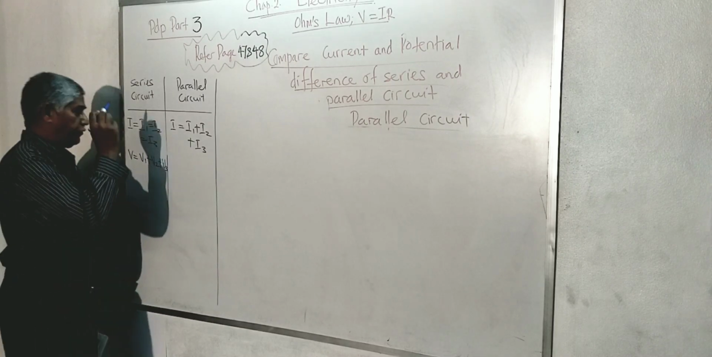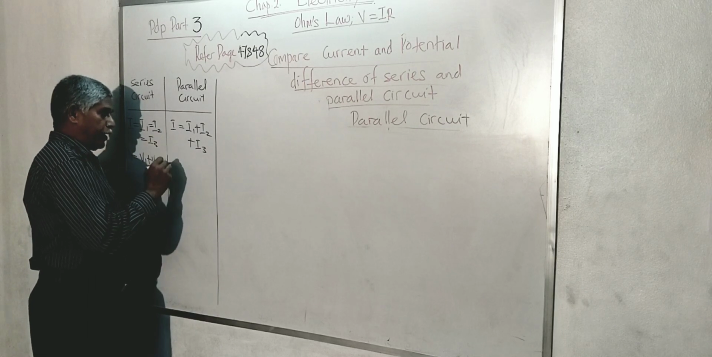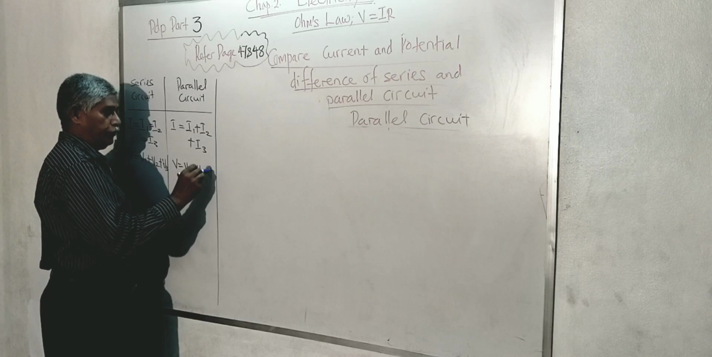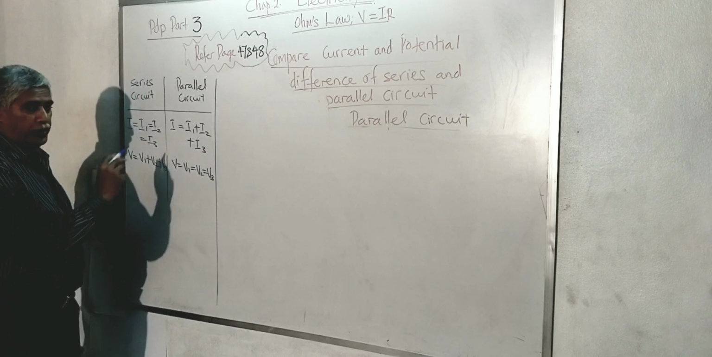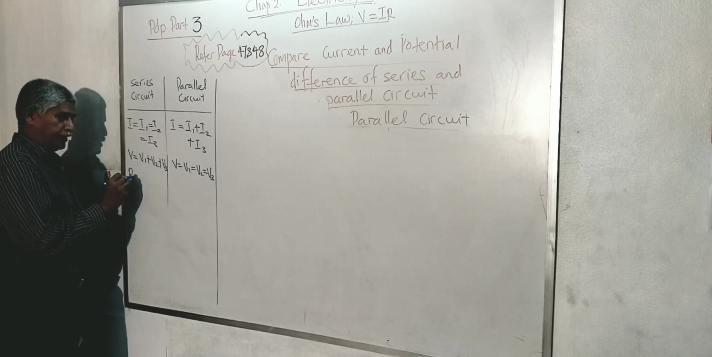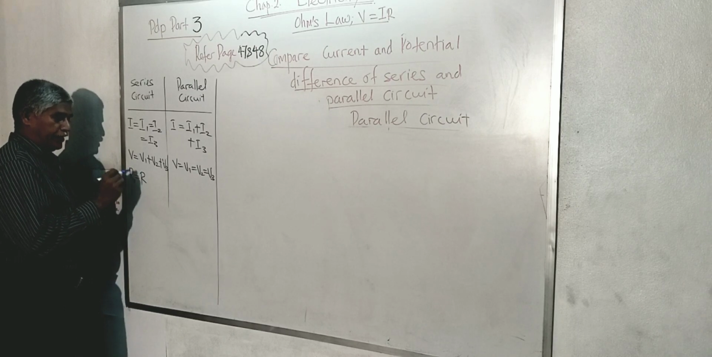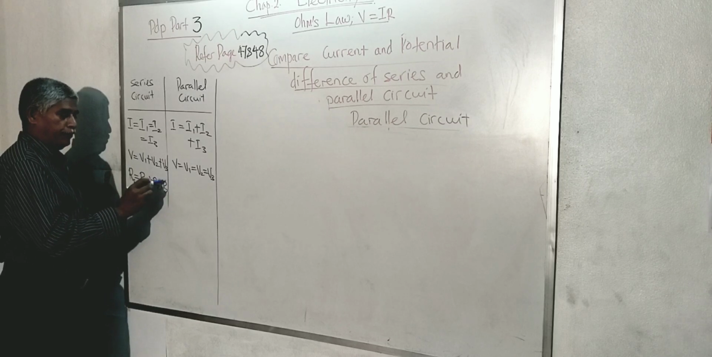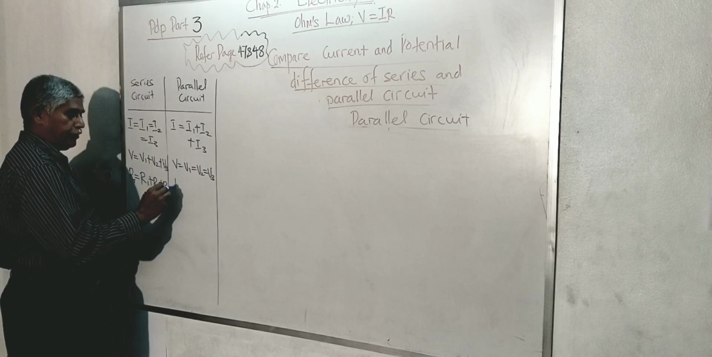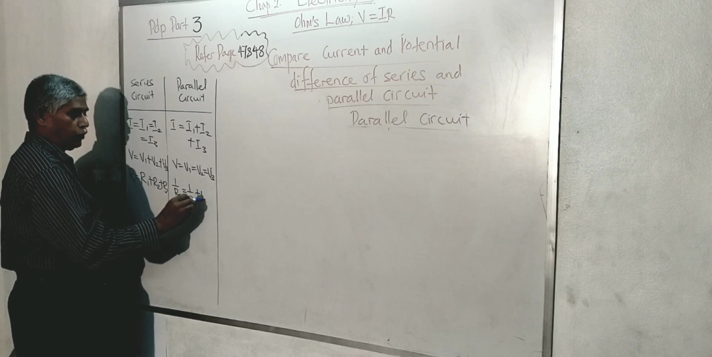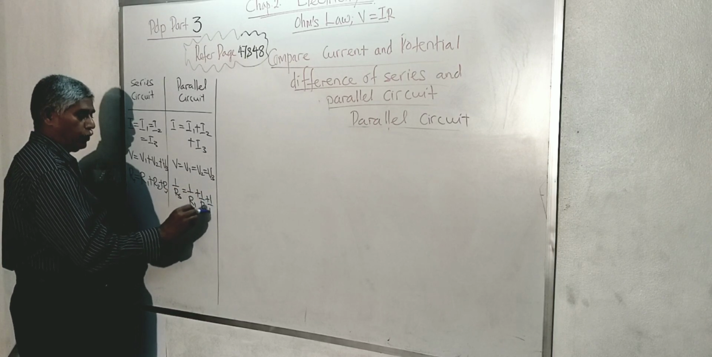And for voltage in parallel, they are the same. V1 is equal to V2 is equal to V3. This is what we studied about voltage and current. Talking about resistance, the total resistance in a series circuit is the sum of every resistor, that is, the effective resistance is R1 plus R2 plus R3. And then for a parallel circuit, you have to take the reciprocal of the resistances, that is 1 over R1 plus 1 over R2 plus 1 over R3.